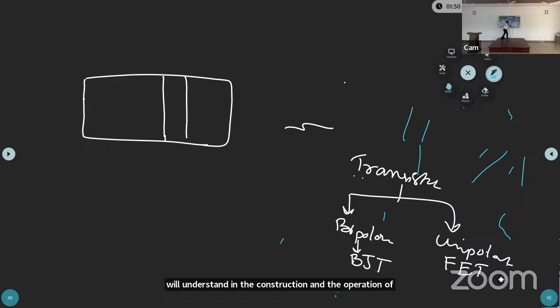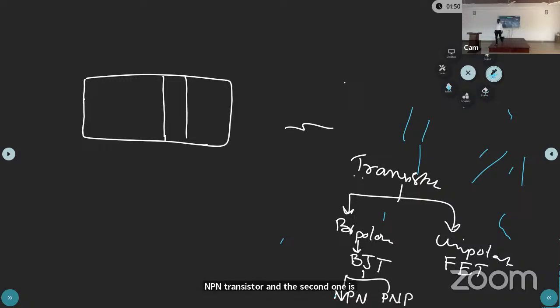Now, here the BJT. Based on which type of semiconductors we are using, BJTs are of two types: the NPN transistor and the PNP transistor. The transistors are of two types, unipolar and bipolar. Under bipolar, again two classifications: the NPN bipolar junction transistor and the PNP bipolar junction transistor.